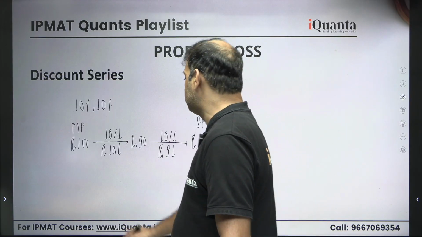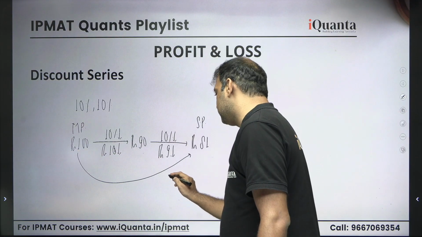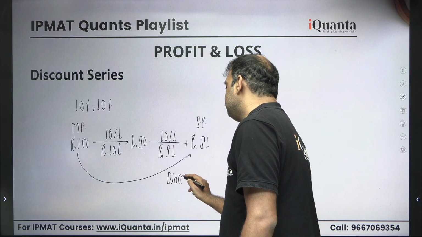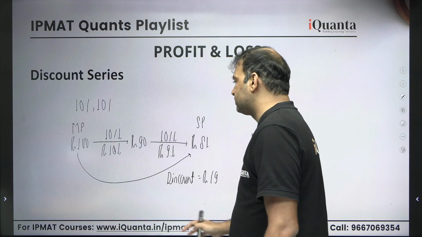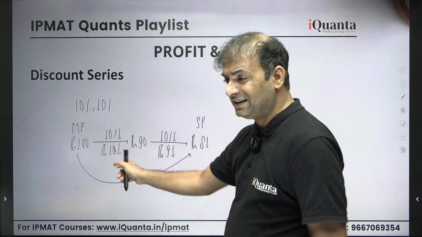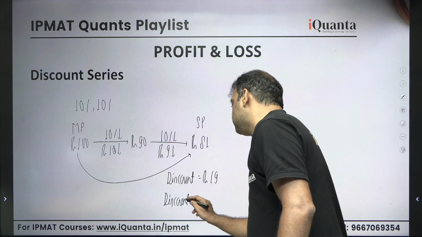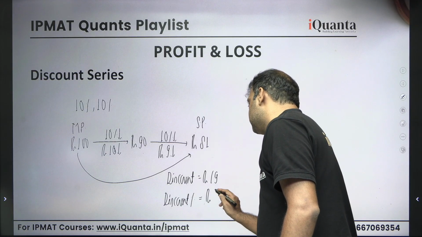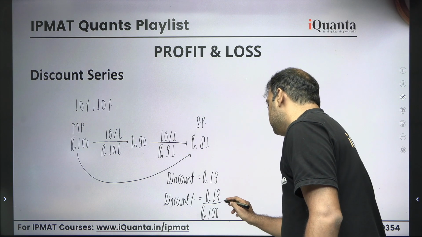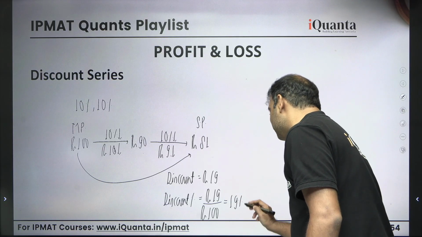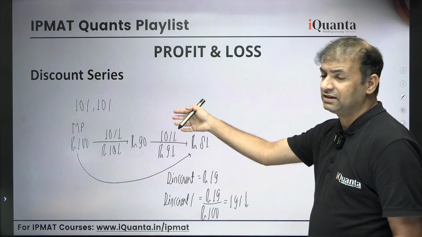So what should be the overall discount percentage? Overall discount you see is 19 rupees, and if you talk about the discount percentage, very simple. Discount percent is calculated on the mark price, which is rupees 100 over here. So the discount percentage has to be 19 out of 100, discount upon the mark price, and 19 out of 100 is nothing but 19 percentages. So this is how we can find out the overall discount percentage by the help of the discount series given.